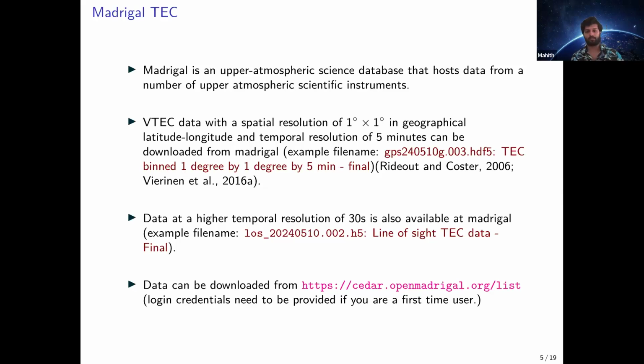The only difference is that the binned data, the 5 minute resolution data, is usually about 150 megabytes, but this 30-second data is very, very big. It's huge. It's about 12 to 15 gigabytes.